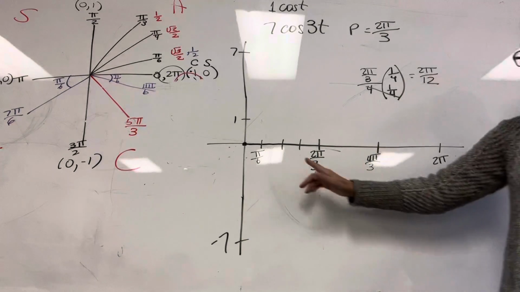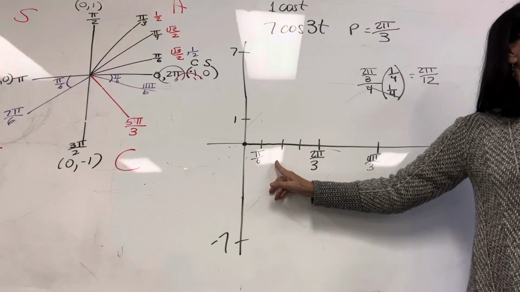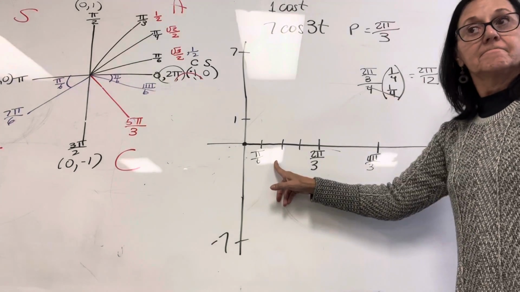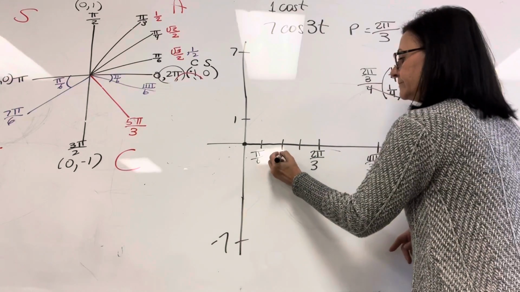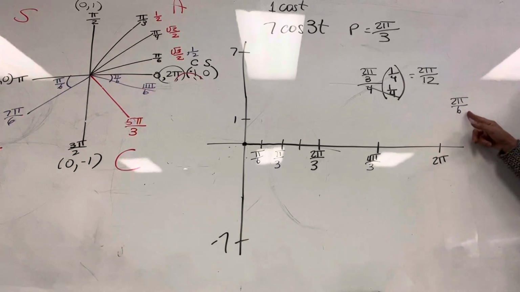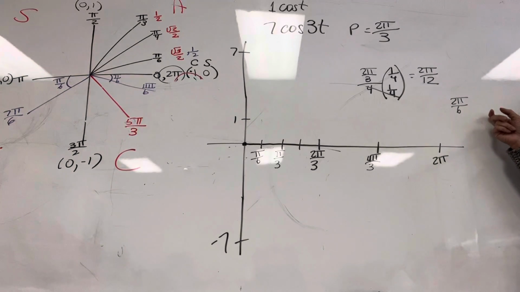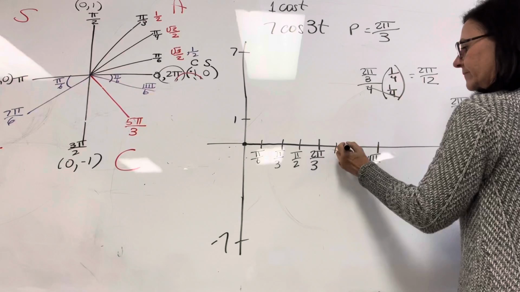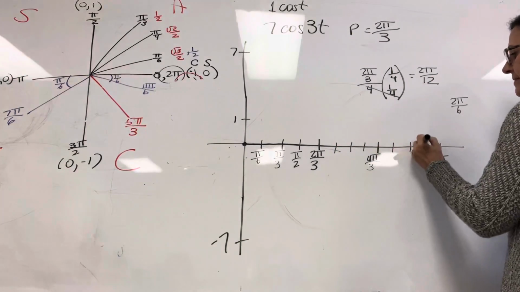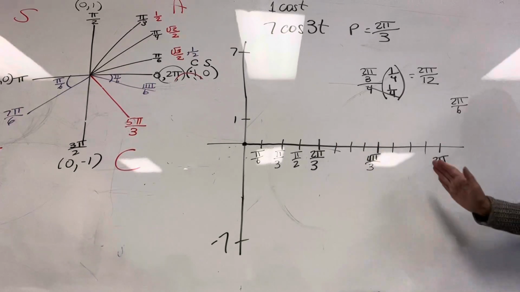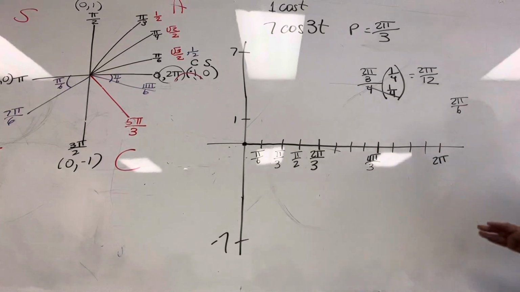Yes, ma'am. Okay, so now I want to go another pi over 6. Another 6 is 2 pi over 6, which is pi over 3. Then another pi over 6, 3 pi over 6, which is pi over 2. You just keep adding 1/6 of a pi each time. You got that? Okay, I'm not going to keep doing that.